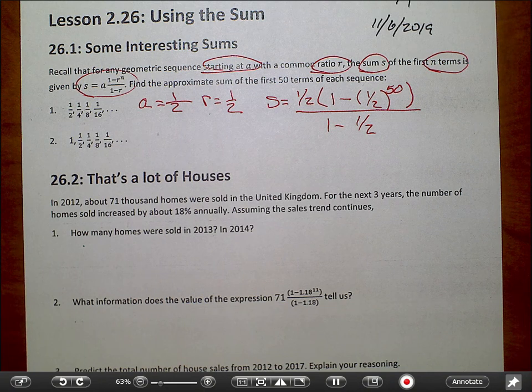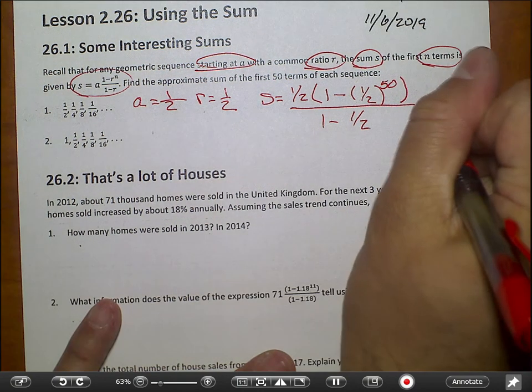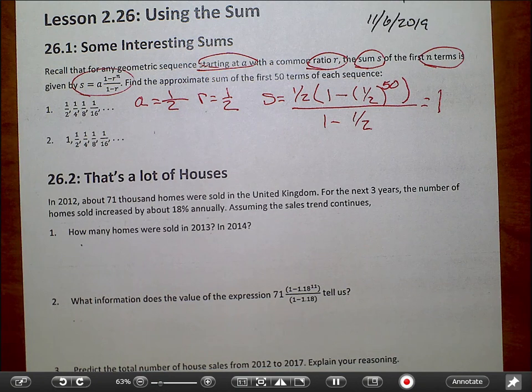And I want a decimal, so I have to do a control enter on this one. Hopefully you guys all got it. That's 0.